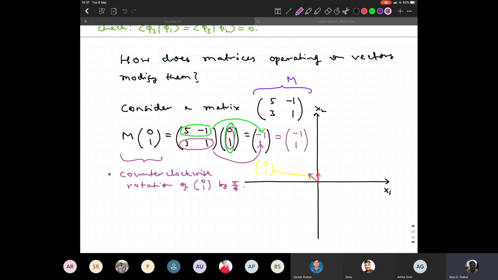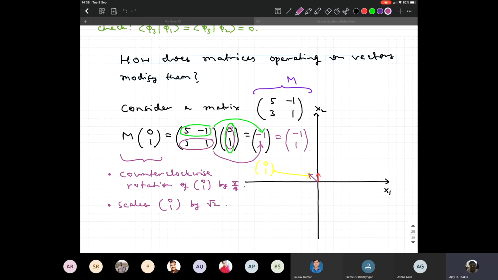What is the other thing it does? Can somebody tell me what is the other thing this matrix does to 0, 1? What is the norm of 0, 1? 1, right? But what is the norm of minus 1, 1? Root 2, right? So not only does it rotate it counterclockwise, but it also scales 0, 1 by root 2. So these are two things.